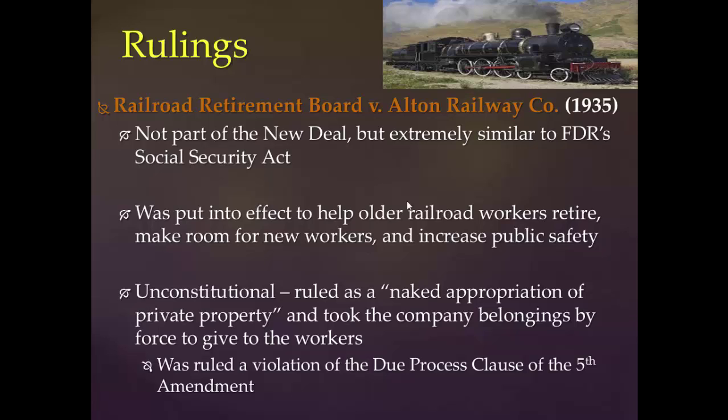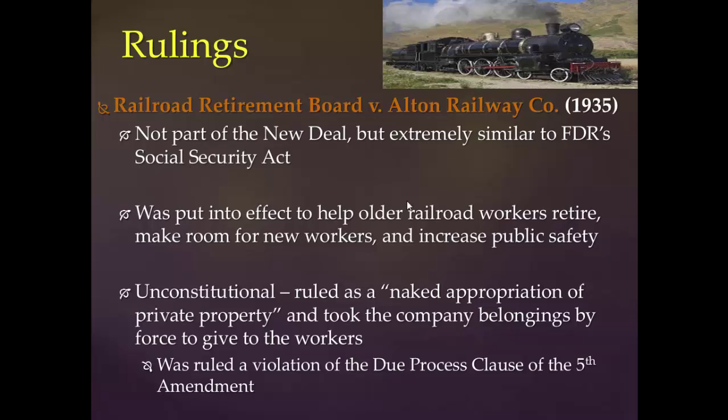So in 1935, there was a 5-4 opinion issued by the court, and it basically told the government once again that what they were doing was unconstitutional because there was no real reason to suggest that this law really was about safety when really it was about a monetary issue. So they ruled it unconstitutional, and the court at the time said that it was a naked appropriation of private property and that the federal government was trying to force its hand on private industry, and that you cannot take company belongings in this sense.